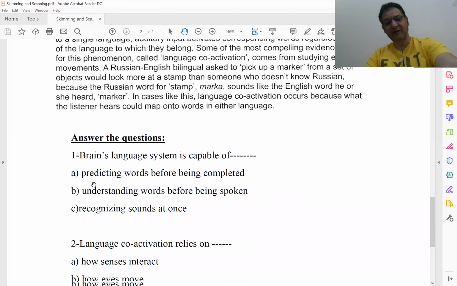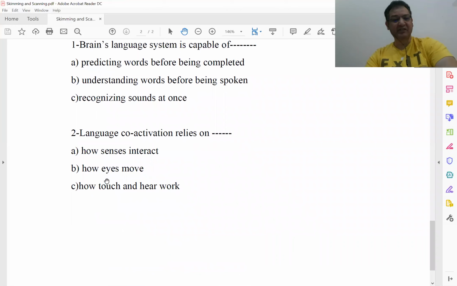But let's go back to the question. Language co-activation relies on how senses interact, how eyes move, how touch and hear work. The answer will be how eyes move. Like this, we have studied skimming and scanning and got a lot of information about them, and I chose a paragraph to apply what we have learned. That's okay.